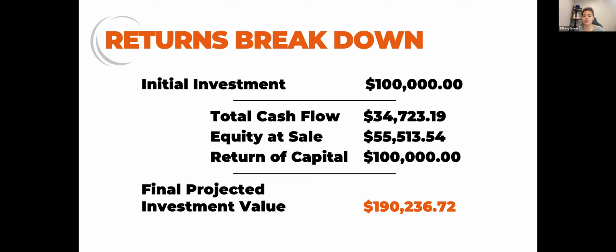Next slide. So this just breaks it down again. On an initial $100,000 investment, your total cash flow is $34,000, and your equity at sale is $55,000. And then you'll notice here, your final investment value would be a little over $190,000. Next slide.